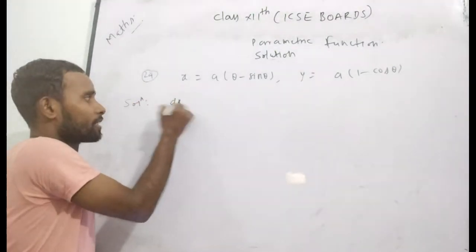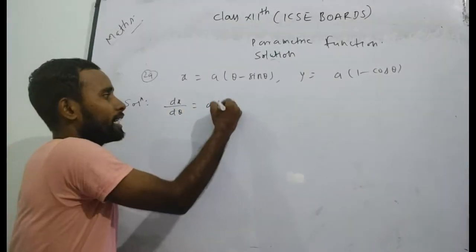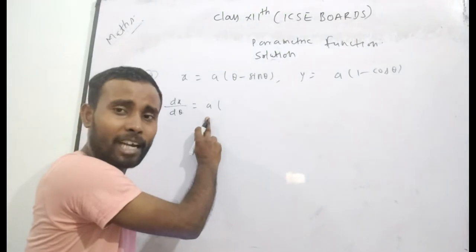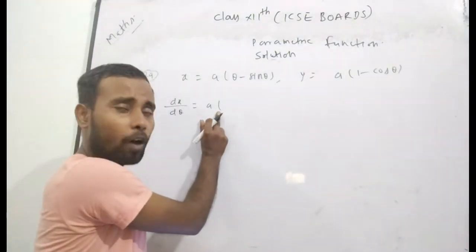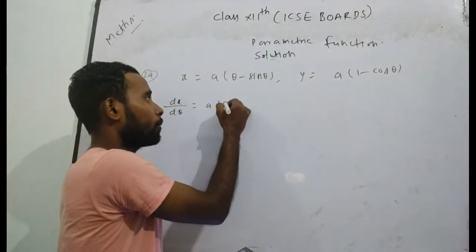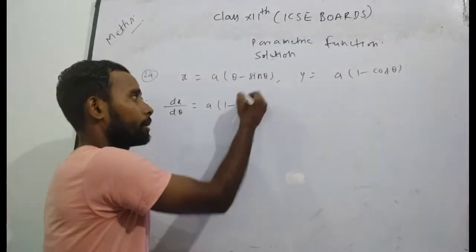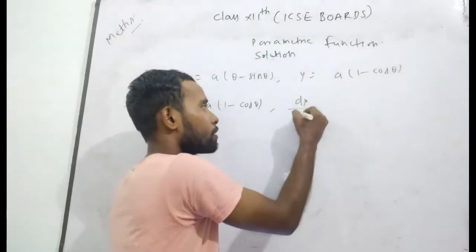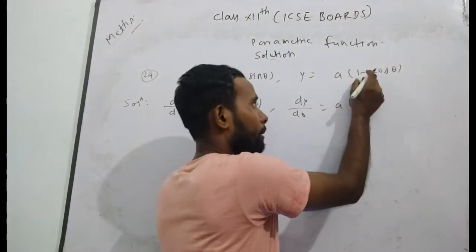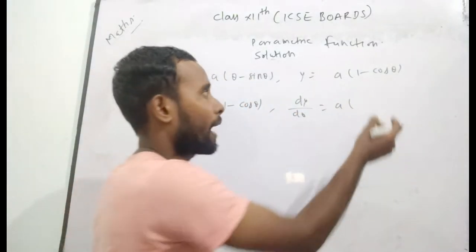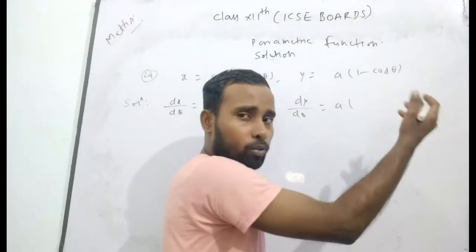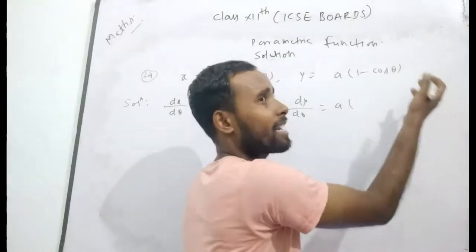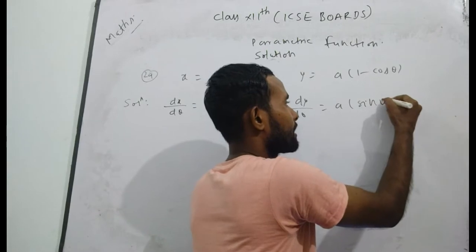First, differentiate x with respect to theta. You will get a times, as I know that a is a constant, that's why I take it out, the derivative of theta with respect to theta, which is 1, minus the derivative of sin theta with respect to theta, which is cos theta. The derivative of y with respect to theta is a times the derivative of 1, which is 0, while the derivative of cos theta with respect to theta is minus sin theta, and minus times minus sin theta will definitely be plus sin theta.